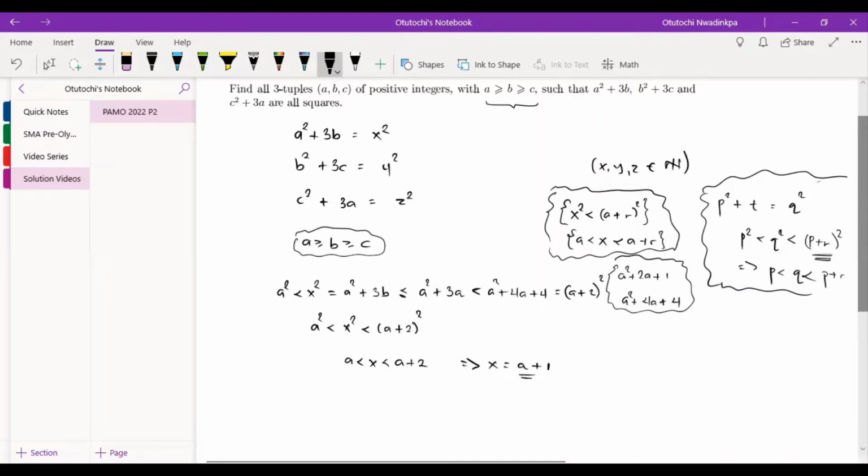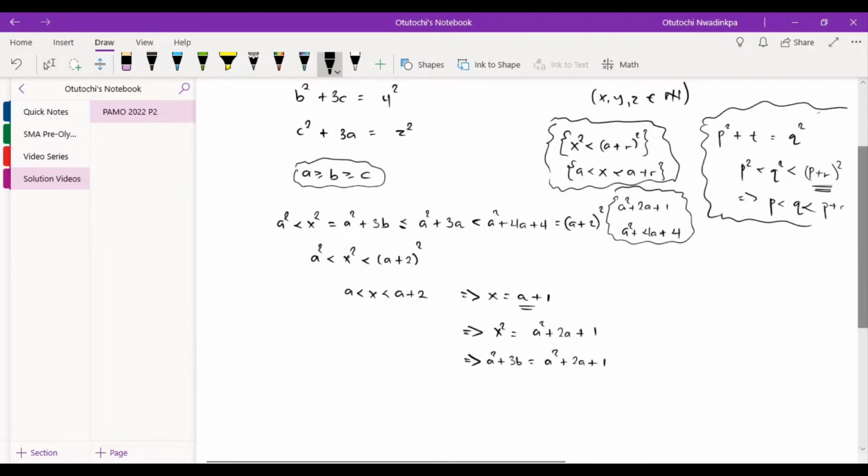We have x squared is equal to a squared plus 3b, right? So let's square this. We have x squared will be equal to a plus 1 squared, which is a squared plus 2a plus 1. And of course this implies that a squared plus 3b is equal to a squared plus 2a plus 1. Then this gives us that 3b is equal to 2a plus 1, right?